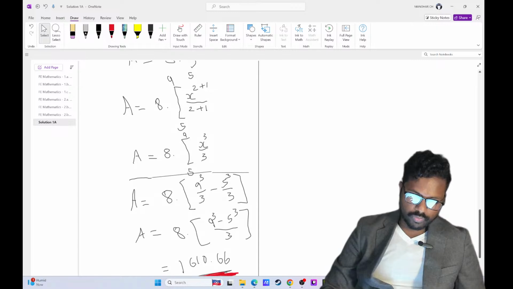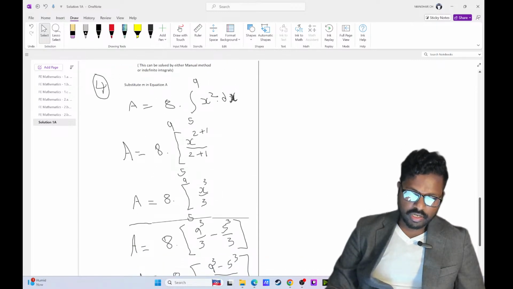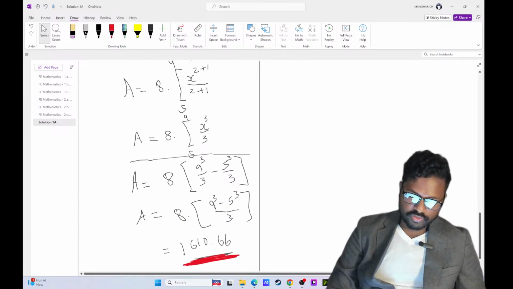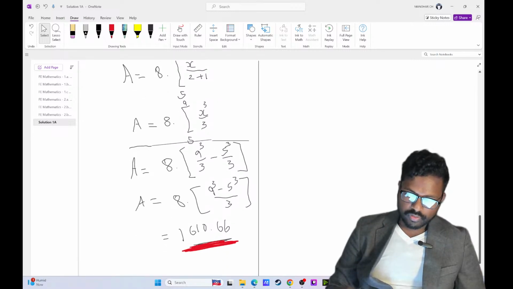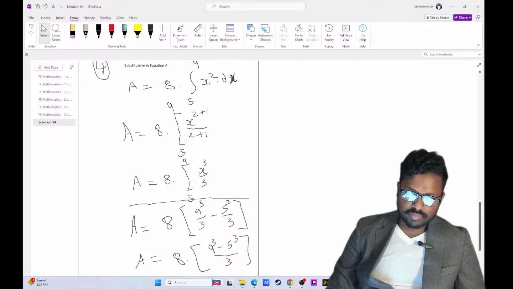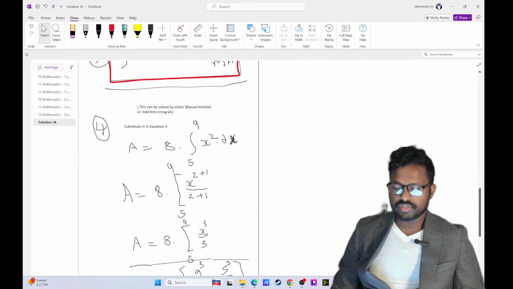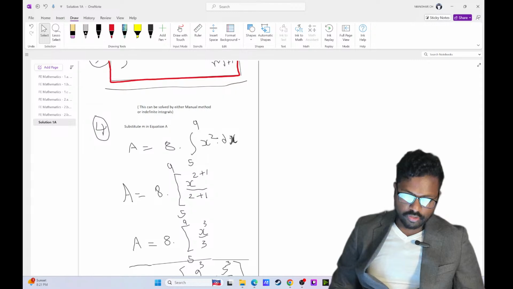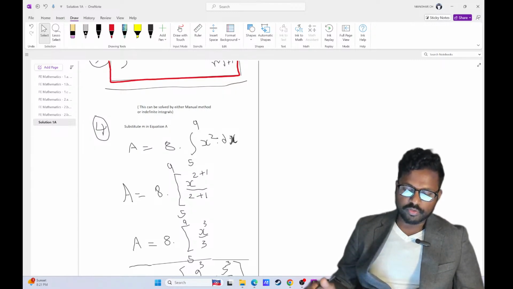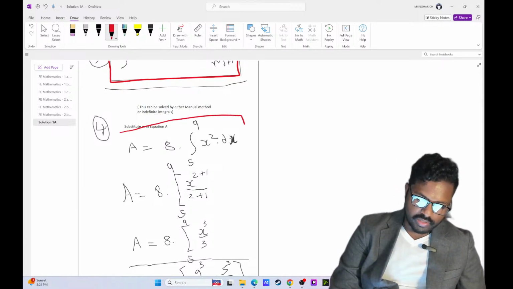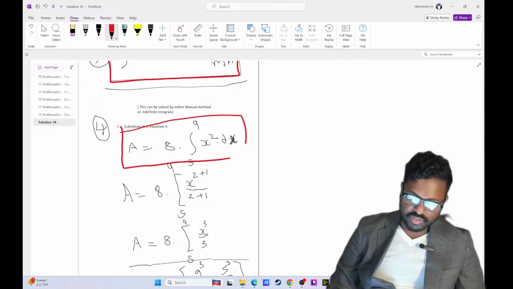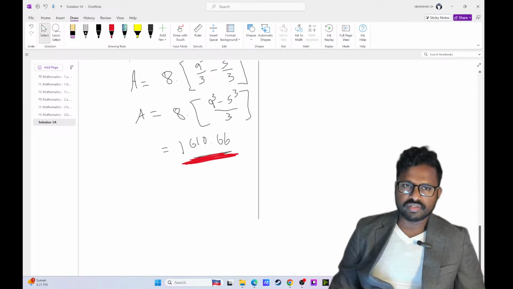So once you have come to equation 4, what I used for solving here is the manual method. You can also use the FE calculator in the examination, which makes it super duper easy. You can simply input the equation A is equal to 8 into integral of 5 to 9 x square dx in your own calculator and use solve, which will also give you the same result that you see here, 1610.66667. That is the kind of answer you will see.